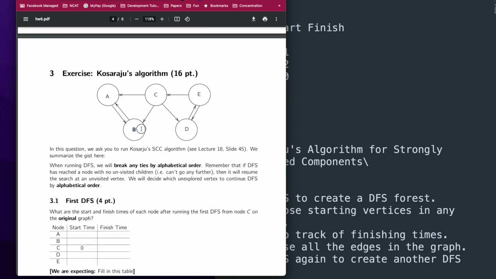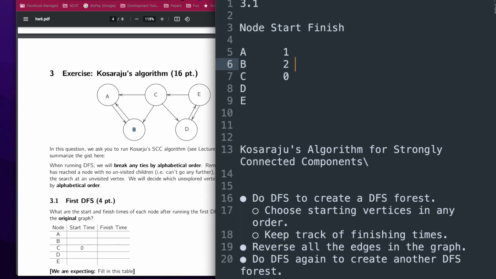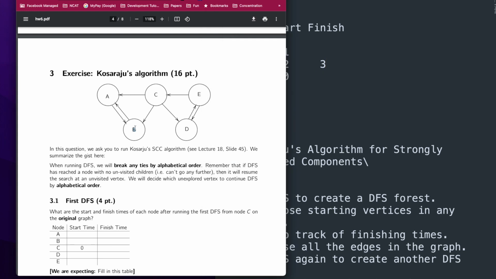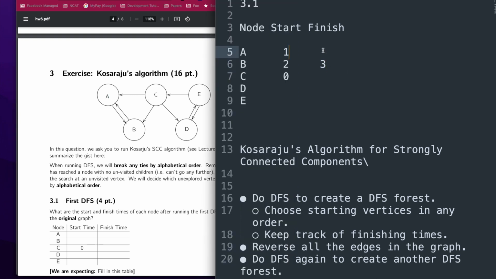And then once we get to B, you notice that we actually have nowhere else to go. We can't go to C because this is an incoming edge, and the only edge that's outgoing is back to A, which we've already visited. So this means that we're done with B. We would mark the finish time for B as 3. We head back to A. Again, A has nowhere to go, we already went to B, it's already visited, and we can't go back to C. So A is done. We mark the finish time as 4.